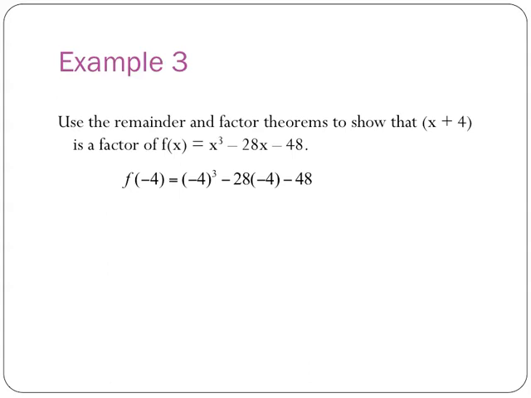So -4 to the third gives us -64. And then minus 28 times -4, that will be plus 112 minus 48. And if we combine those, we end up getting that this is equal to 0. So that's all you need to do to show that this is in fact a factor, because you use the remainder theorem by plugging in -4, and because it's equal to 0, you can conclude that it is in fact a factor because the remainder is 0.